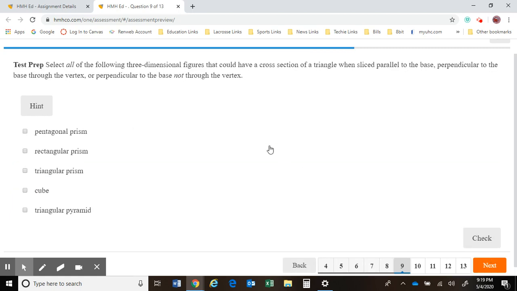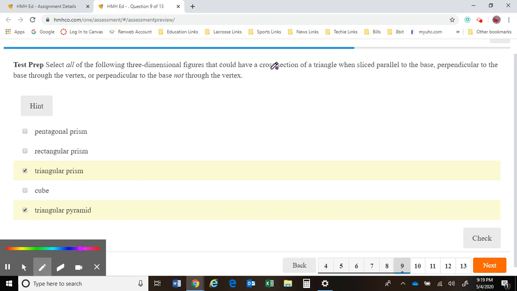All right, moving on to question number 9. Let's select all of the following three-dimensional figures that could have a cross-section of a triangle when sliced parallel to the base, perpendicular to the base through the vertex, or perpendicular to the base, not through the vertex. So I want to select all that could have a cross-section of a triangle. We've already seen this one. Again, you could have a triangular prism, you can make that. And then the other one that contains triangles would be a triangular pyramid. So again, the keyword being triangle. You're looking for ones that could have a triangle here.